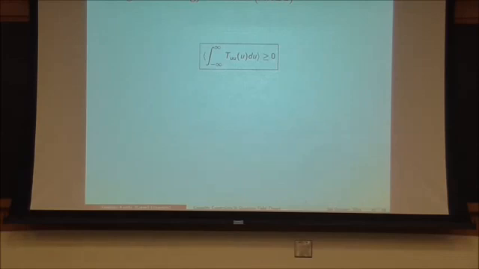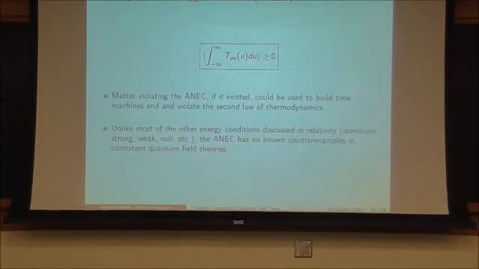Before the proof, this is the statement of the average null energy condition. U is the light cone coordinate. So basically integrate over the light cone coordinate, take the expectation value, and that has to be non-negative. Matter violating ANEC, which is short for average null energy condition, if it existed, could be used to build time machines and violate the second law of thermodynamics. This is very important in gravity, and in gravity there are many other energy conditions like dominant, strong, weak, null, etc. But unlike them, so far, ANEC has no known counterexamples. So this might be something which is actually true in a QFT.